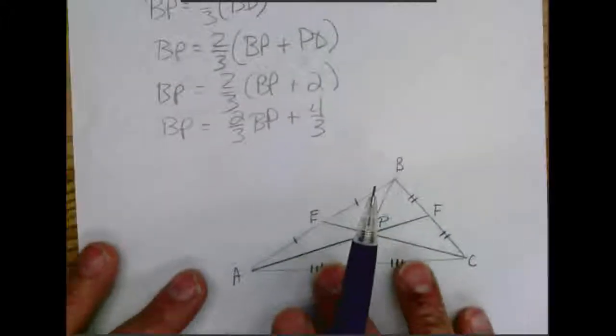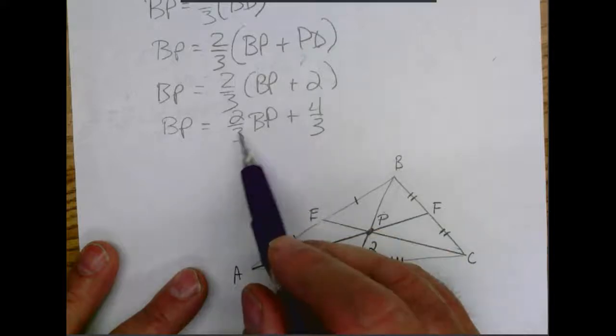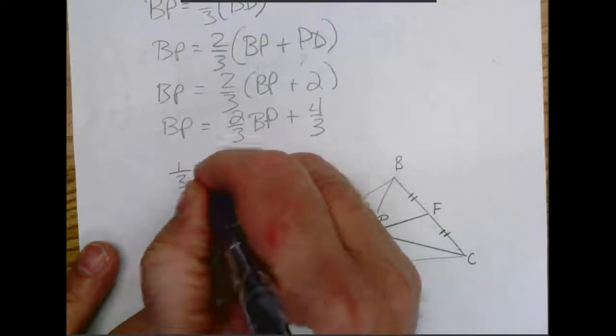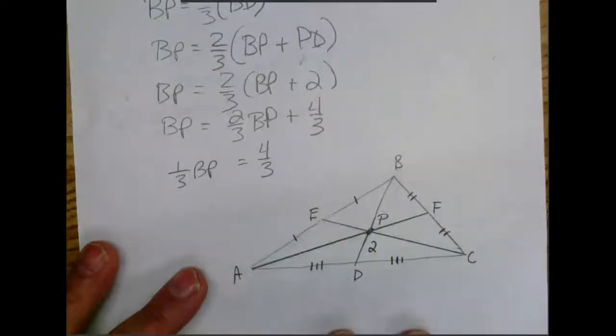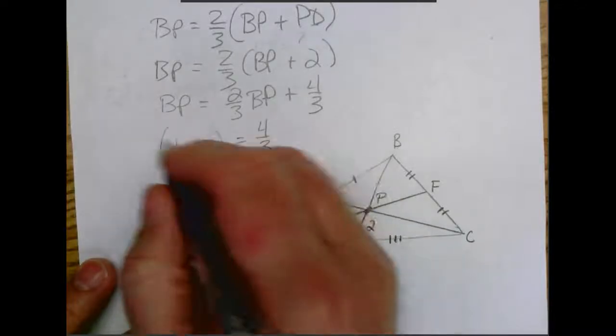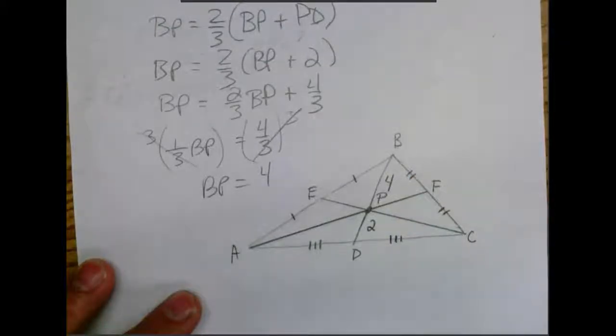Let me straighten that out there. And then we're going to subtract 2/3 BP from both sides, right, using our algebra. And we're going to have 1/3 BP equals 4/3, right? And then for our last step, we can just multiply both sides by 3, and we get BP equals, this cancels, equals 4. So then we know this side is 4. So that's an example of how you can use this theorem, what you know about medians, to solve for an unknown.